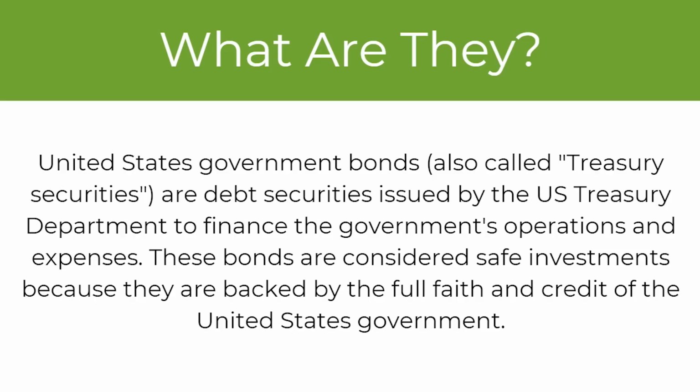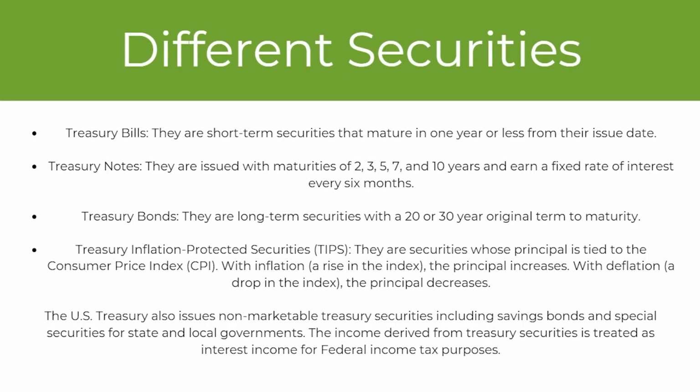So to start with, what are they? United States government bonds, also known as Treasury securities, are debt securities issued by the US Treasury Department to finance the government's operations and expenses. These bonds are considered safe investments because they are backed by the full faith and credit of the United States government. So what different securities do they offer?